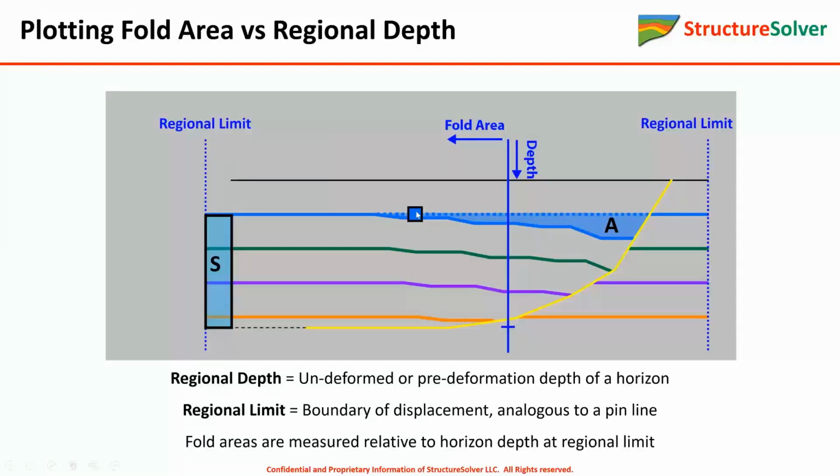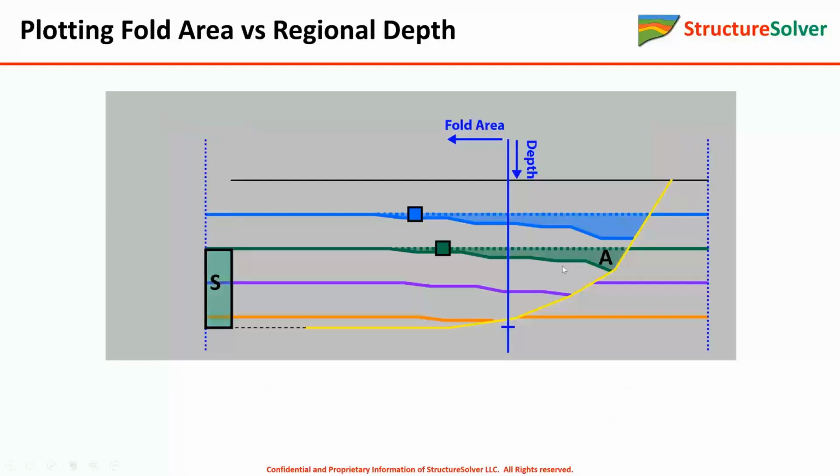So there's our square right there, plotted at the regional depth with the appropriate amount of area. And this is showing that same amount of area at the regional limit that was displaced along the detachment. So we repeat this process for a series of pre-growth horizons, and you can see that they begin to stack up along that linear trend that we just talked about. But those fold areas are diminishing as they get closer and closer to the detachment. Finally, we have a very small amount of area right above the detachment itself.